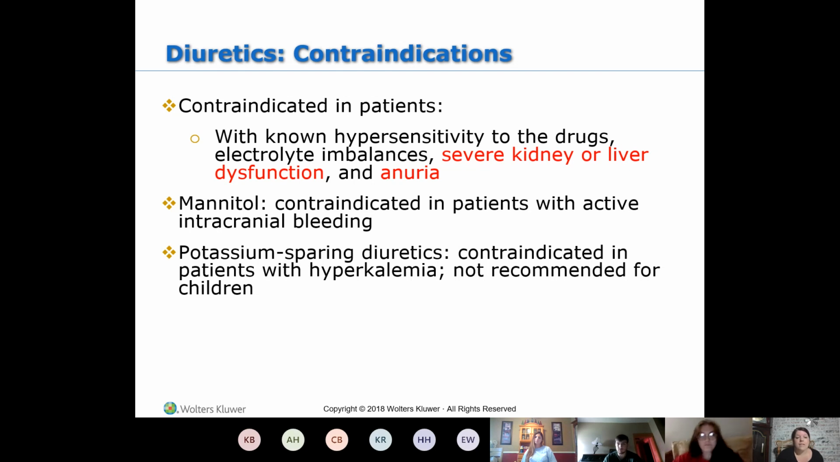Mannitol, that's one of the osmotic diuretics. It is contraindicated in patients with active intracranial bleeding. We don't want to further complicate that, and that's not a call that you ever have to make as a nurse. But things you would be doing as a nurse are checking those pupils. We're going to definitely monitor their neurologic status if they are on osmotic diuretics, okay? And then potassium-sparing diuretics are contraindicated in patients with hyperkalemia, and they're not recommended for children.